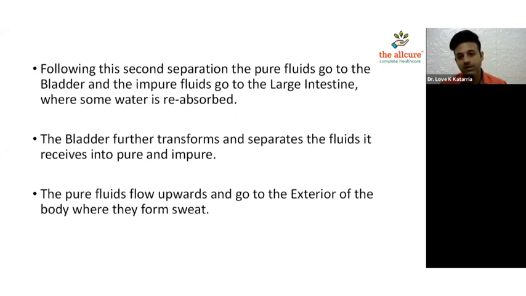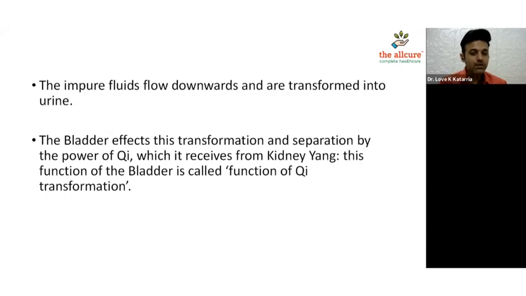So the bladder further transforms and separates the fluids it received into pure and impure. The pure fluids flow upwards and go to the exterior of the body, where they form sweat. The impure fluids flow downwards and are transformed into urine. The bladder affects this transformation and separation by the power of chi, which it receives from kidney yang. So kidney yang is why it is so important.